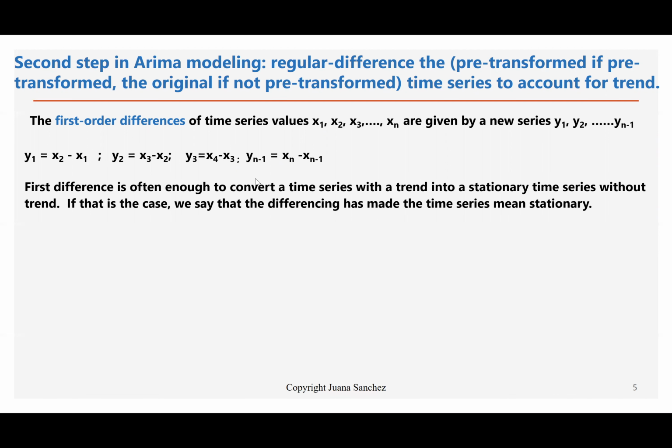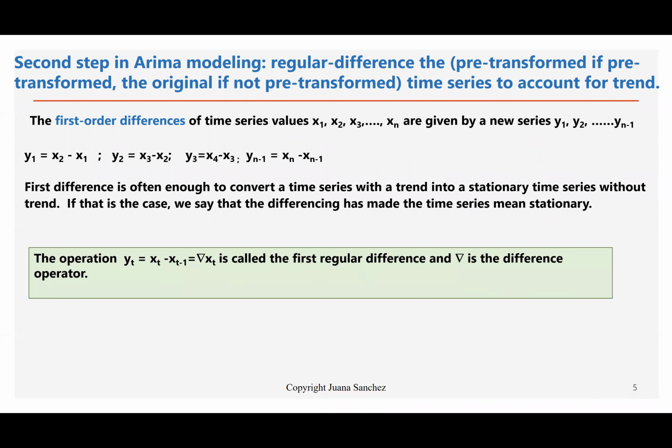So that's interesting too. If we take the first difference, that's often enough to convert a time series with a trend into a stationary time series. And we say it is stationary in the mean. In other words, we remove the trend, a series without trend. If that's the case, then we say that the regular differencing has made the time series mean stationary. Okay, so we have names for everything in time series. Well, the regular differencing achieves that for us. Okay, it makes whatever time series you're applying it to mean stationary. If you're successful, you have to inspect that.